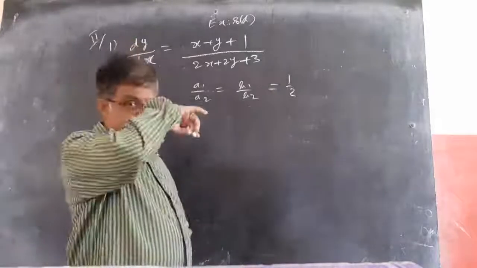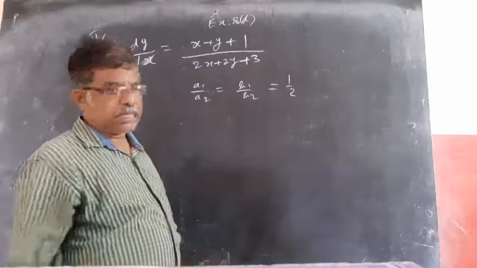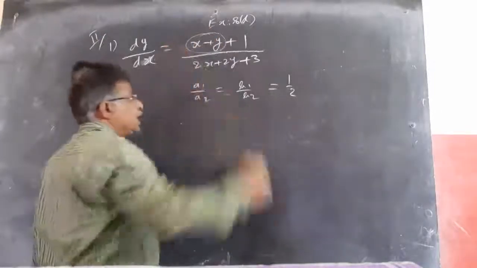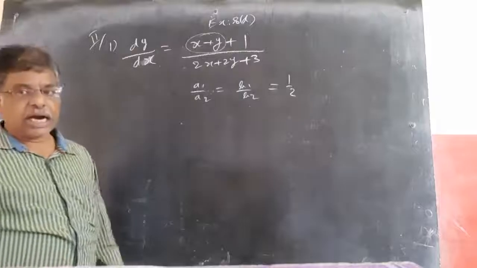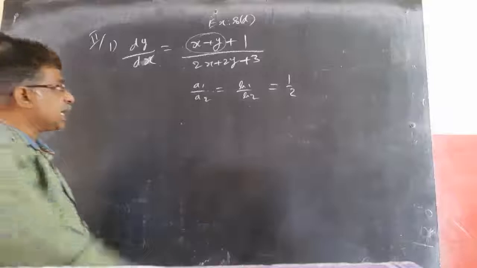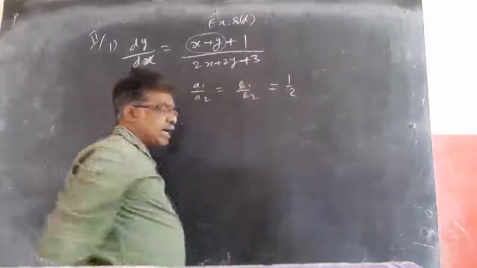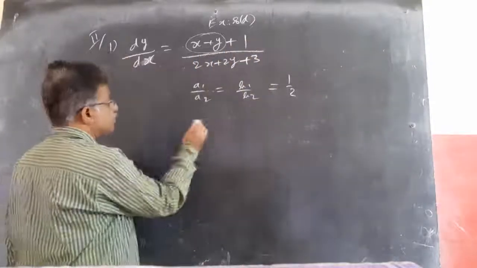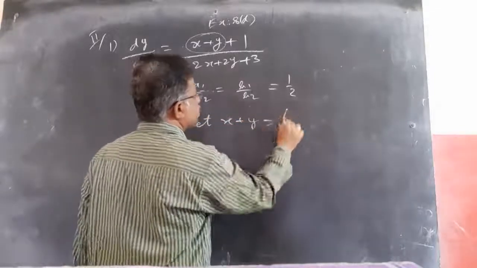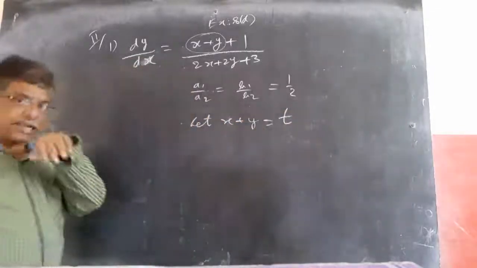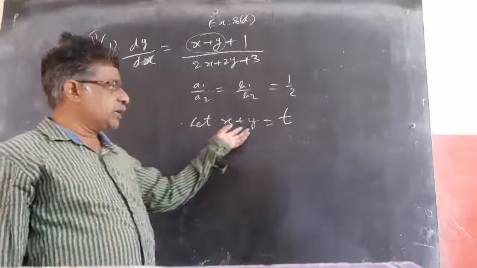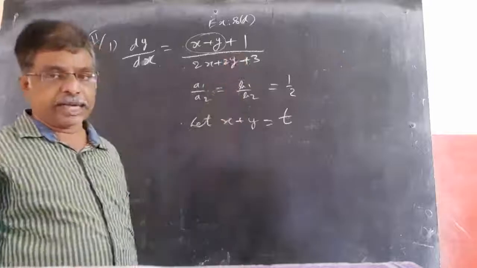Means it is a substitution method. So you can take x plus y equal to t, or x plus y plus 1 equal to t. Your choice. Let x plus y equal to t, substitution method, and automatically it will be converted into variable separable.